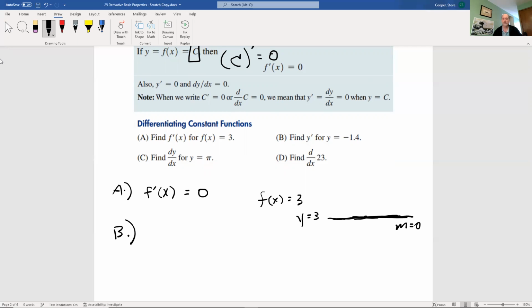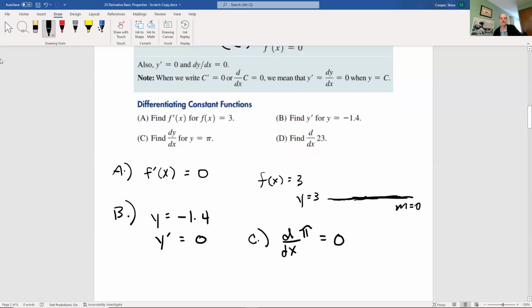So let's just go through these quickly. If I've got y equals the constant negative 1.4, that's a horizontal line at negative 1.4. And of course, y prime is always going to give me a slope of 0. If I ask for d of the constant pi over dx, I get 0. Okay, so we're just practicing different ways of asking for the same thing.